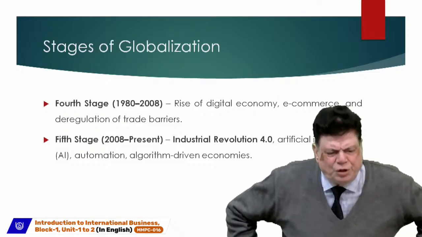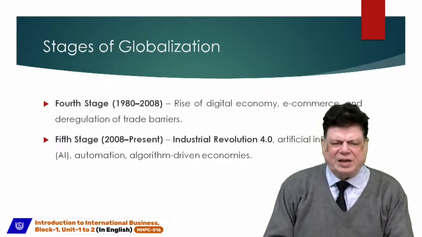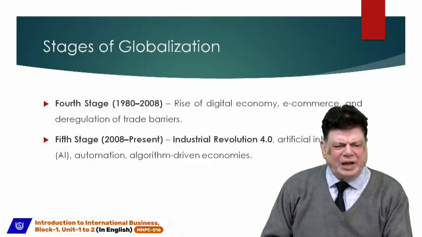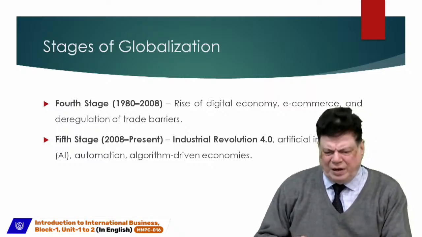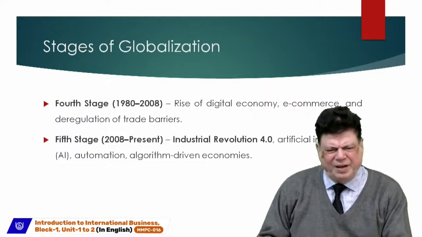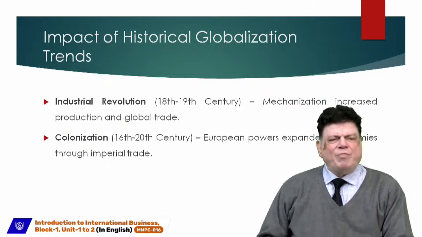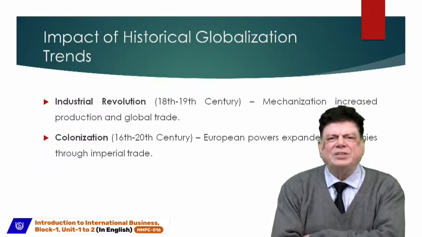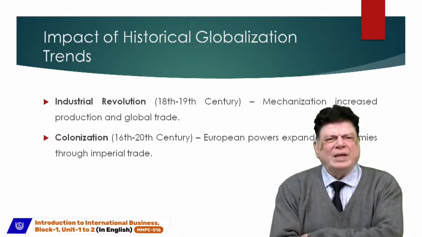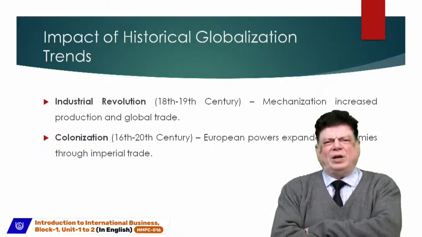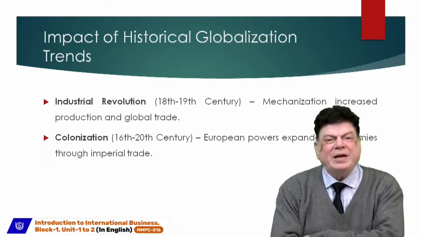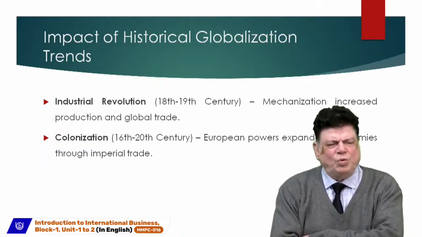Fifth stage is 2008 till present, Industrial Revolution 4.0, artificial intelligence, AI, automation, algorithm-driven economies. Impact of historical globalization trends: Industrial Revolution, 18th to 19th century, mechanization, increased production and global trade. Colonization, 16th to 20th century, European powers expanded economies through imperial trade.